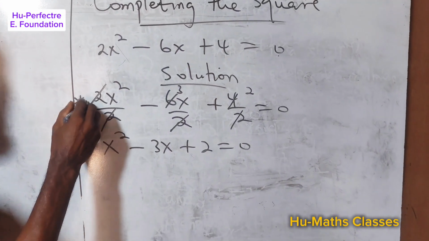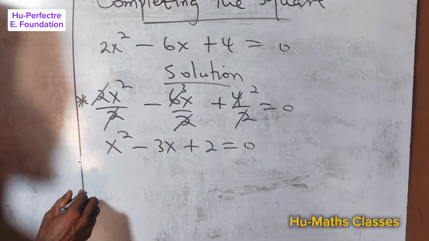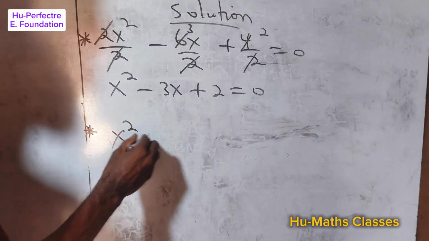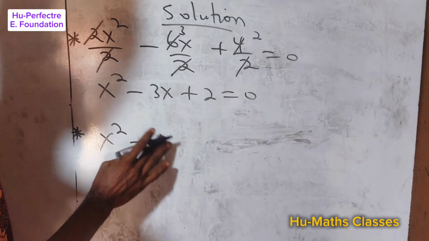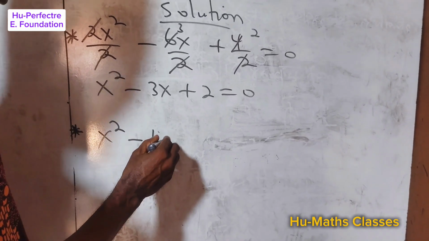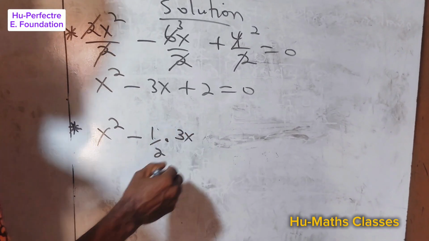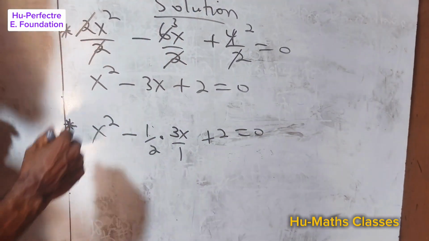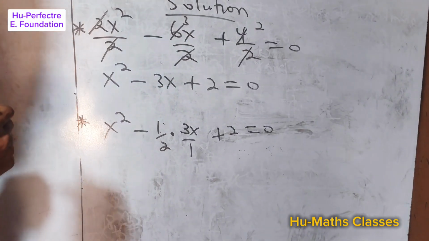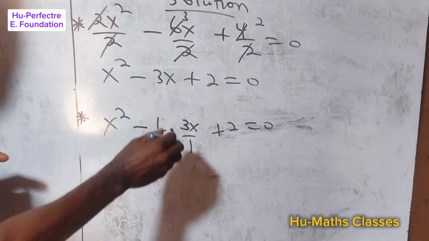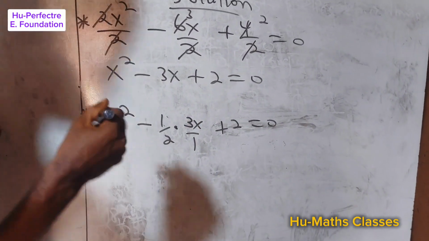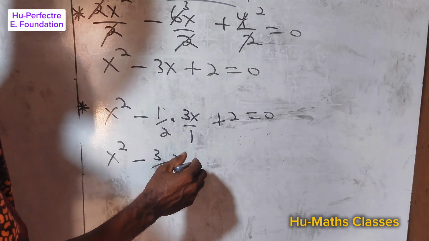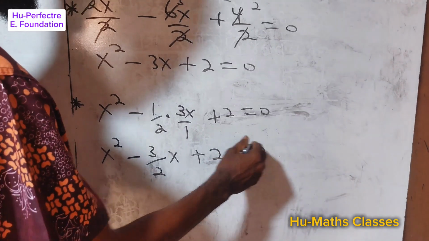The next step, I said you should find the half of the second variable. That will be x squared minus 1 over 2 times 3x over 1 plus 2 is equal to 0. Find the half of the second variable, not the third variable, but the second variable. That will lead us to x squared minus 3 over 2 x plus 2 is equal to 0.